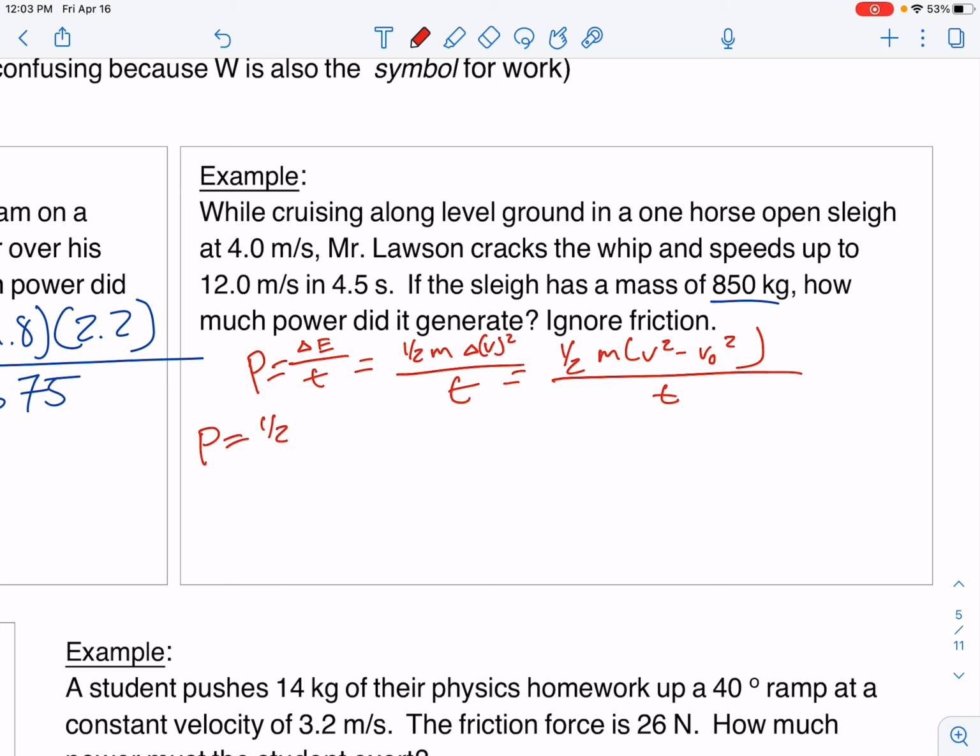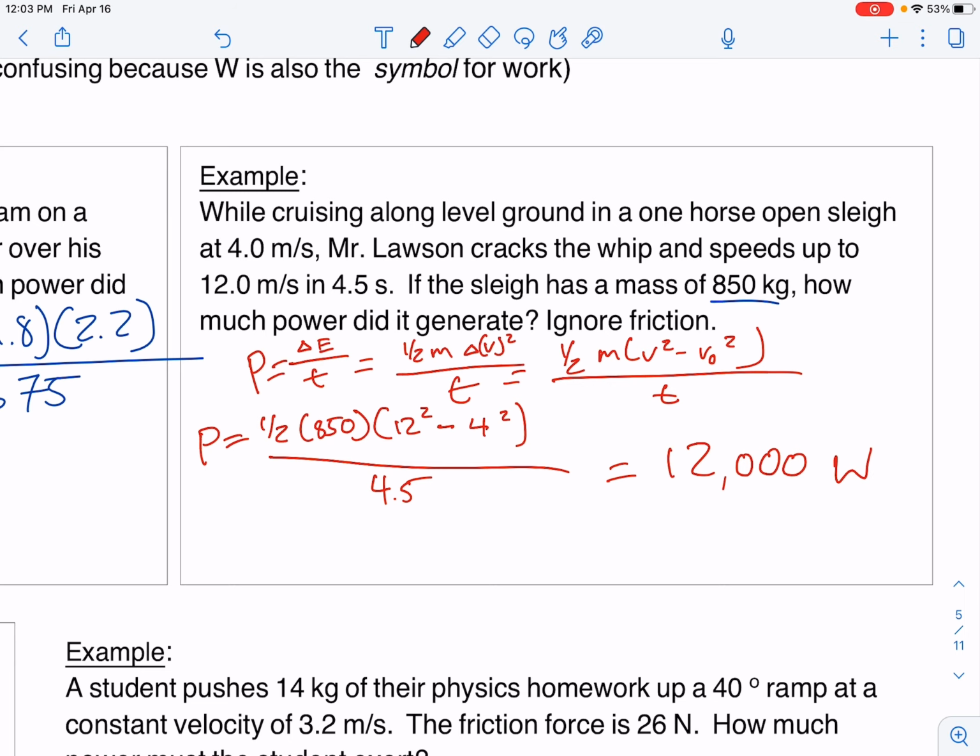Plug in the numbers we know. Mass is 850. We have our final velocity minus our initial velocity. Square both of those. Again, that's an area where you can go wrong. Calculate that all out. End up with 12,000 watts.